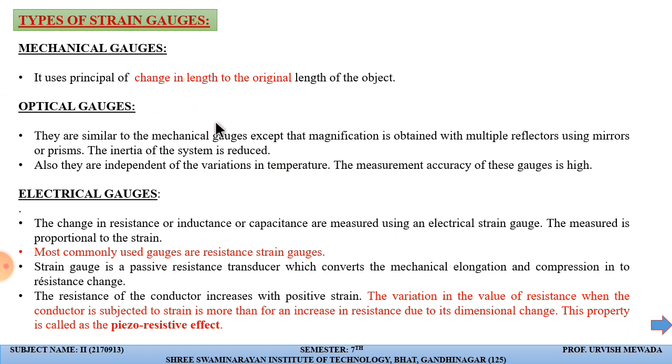So first we'll start with the mechanical gauges. Generally, mechanical strain gauges are based on the principle of the change in length relative to the original length. So mechanical gauges generally use this principle for the measurement of strain.